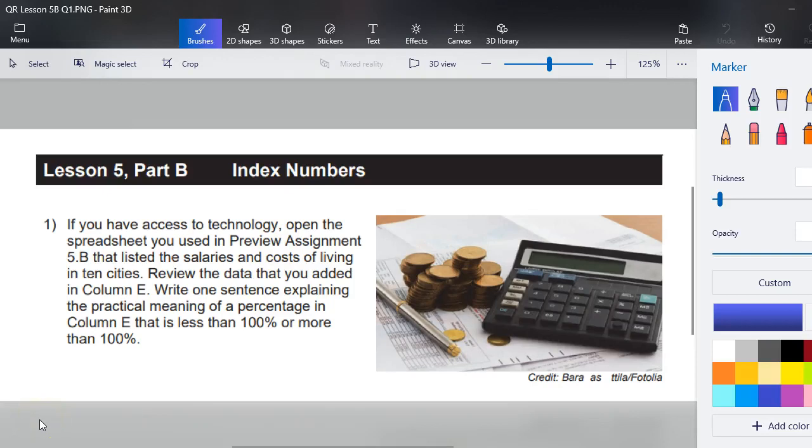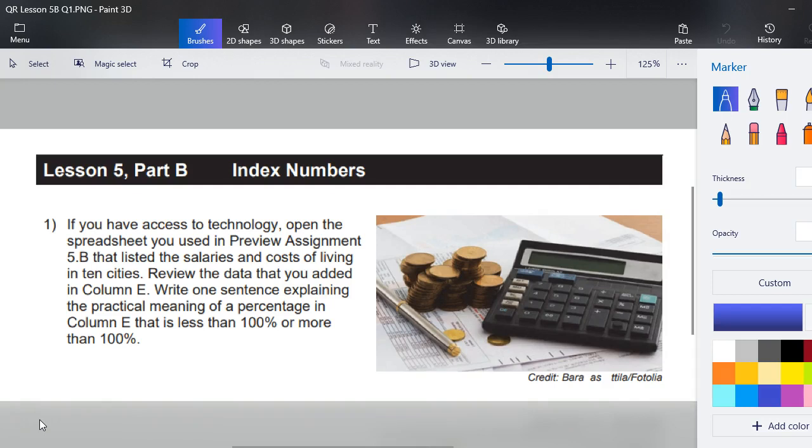Welcome to Lesson 5B, Index Numbers. And the part I want to start with on this is that in your preview assignment, you were asked to read a brief report and then to take that report to class. Make sure you have downloaded the report or printed the report and that you have it ready for our in-class lesson, but specifically for the practice assignment.